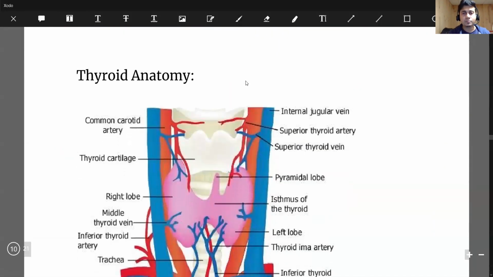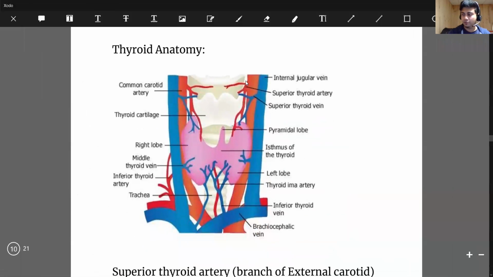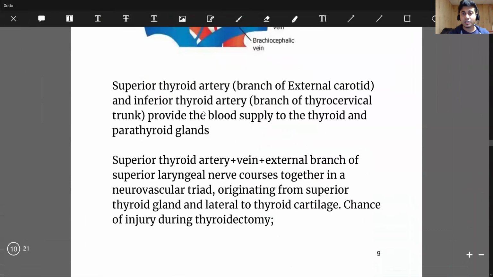All right. Now, a little bit of discussion of thyroid anatomy. What is usually asked about the thyroid gland? What is the blood supply to your thyroid gland? And this type of simple discussion and some extra information that I wrote here.